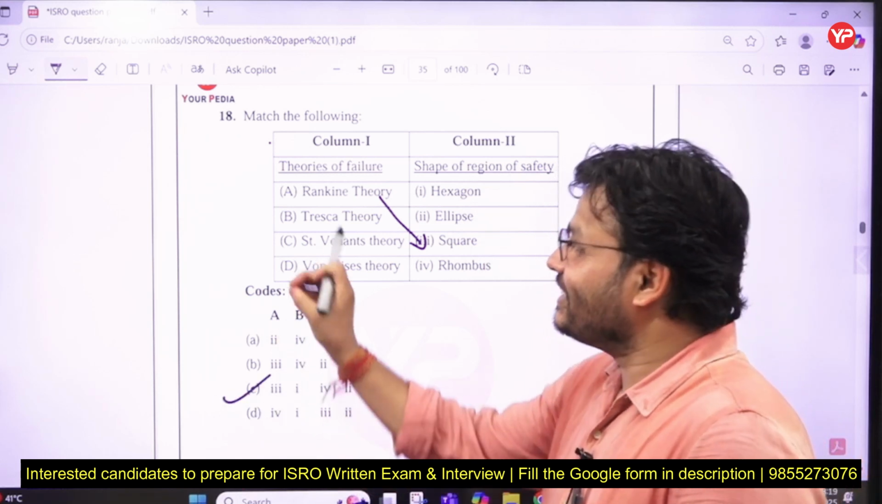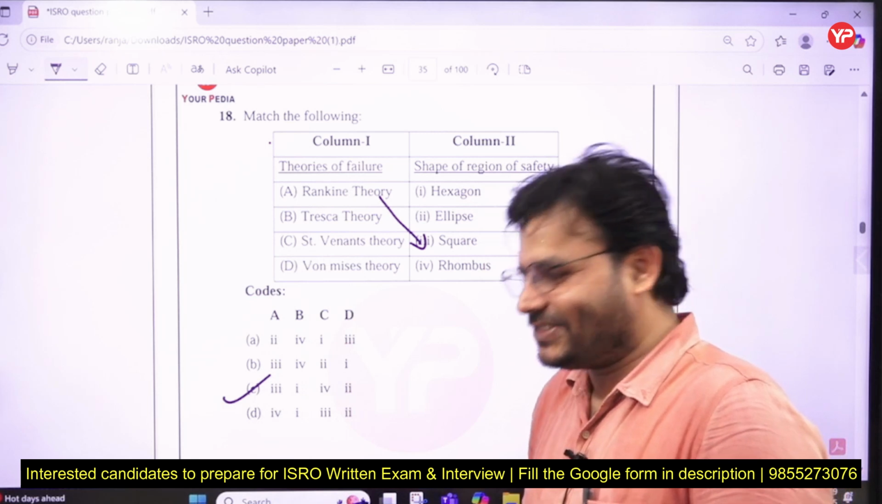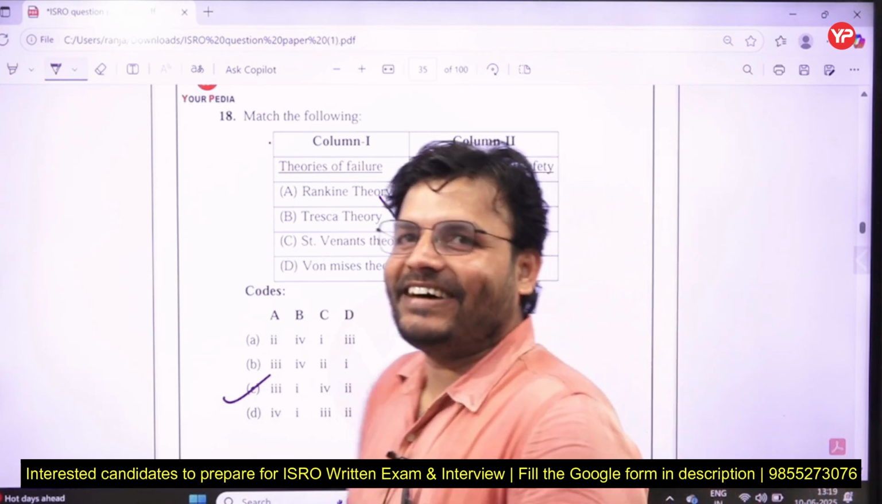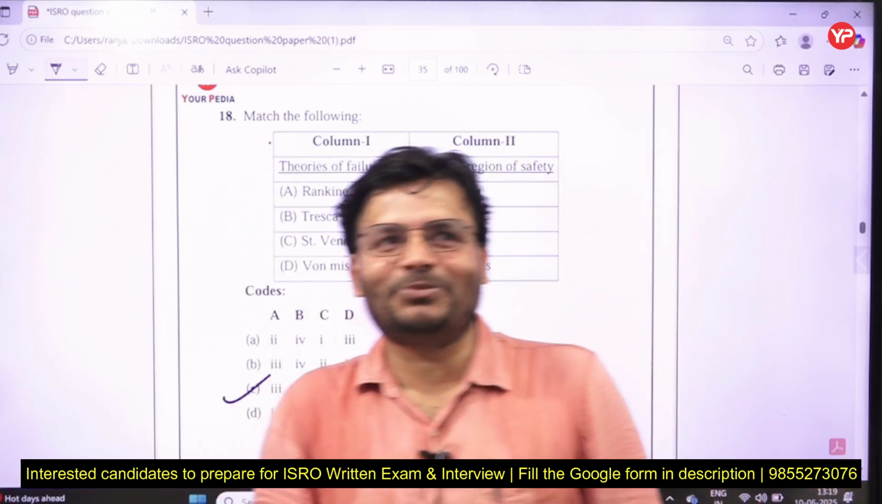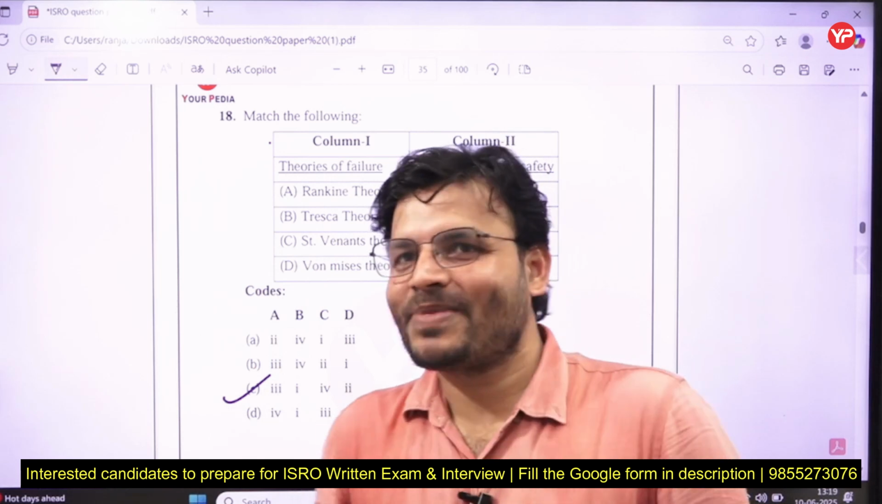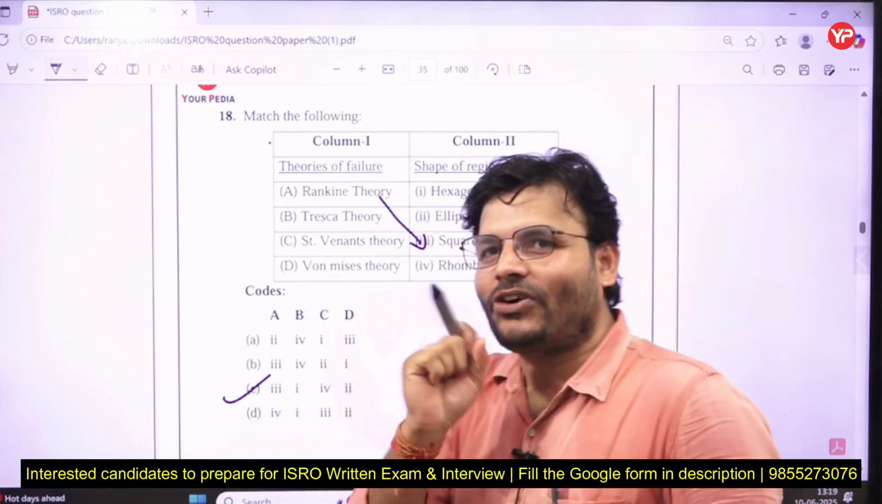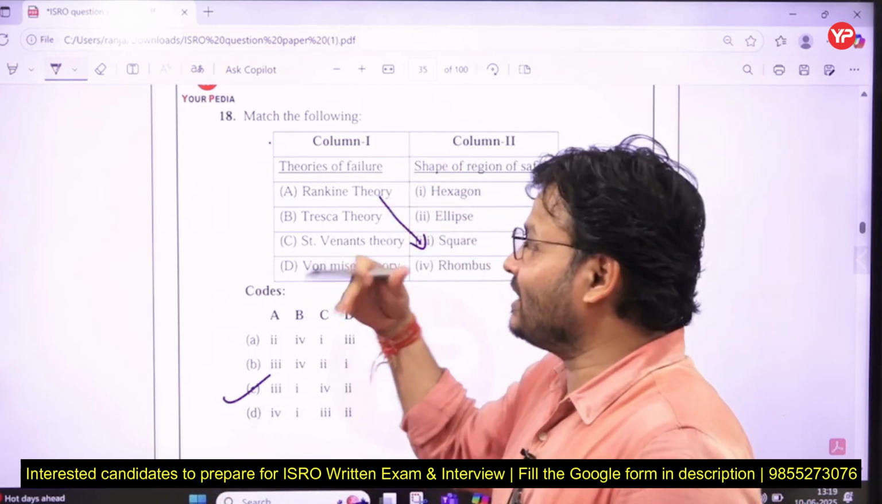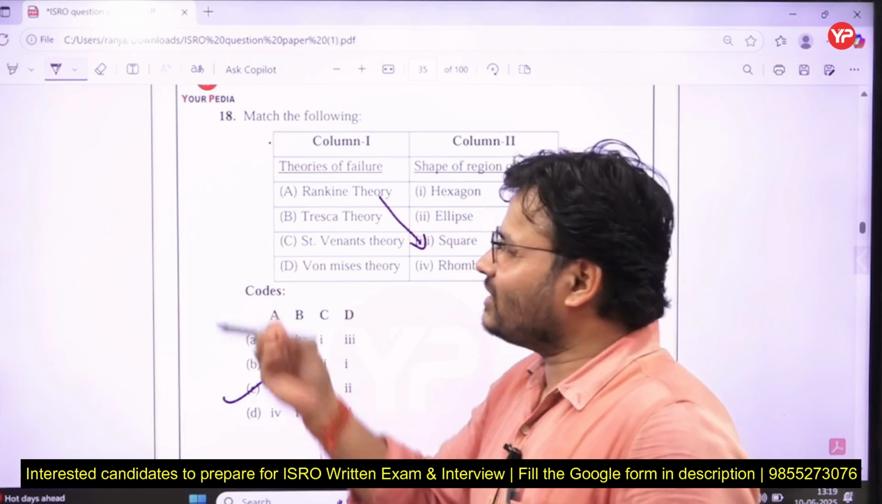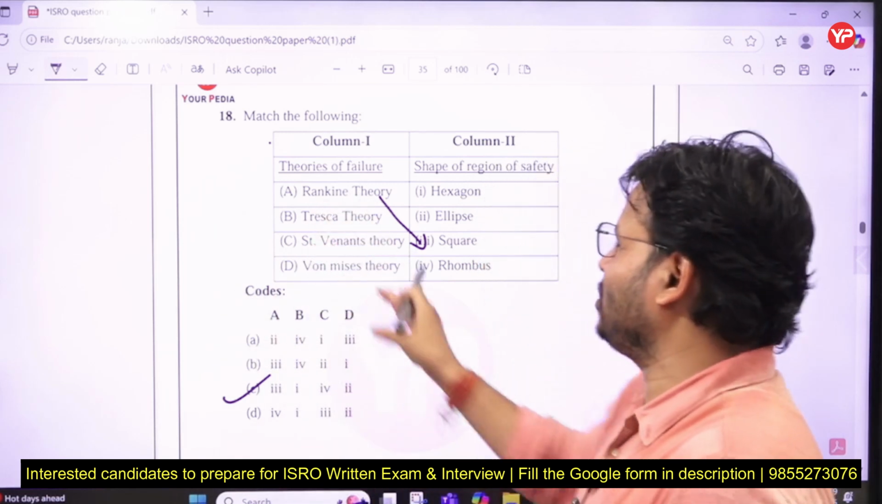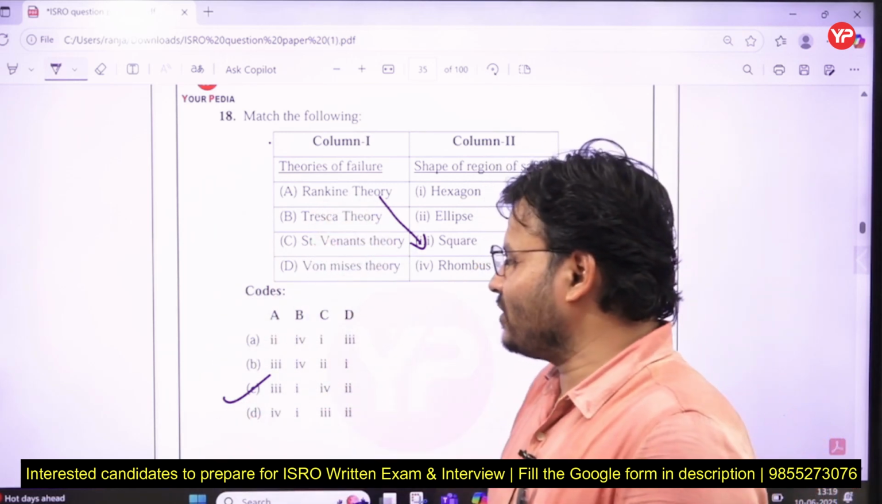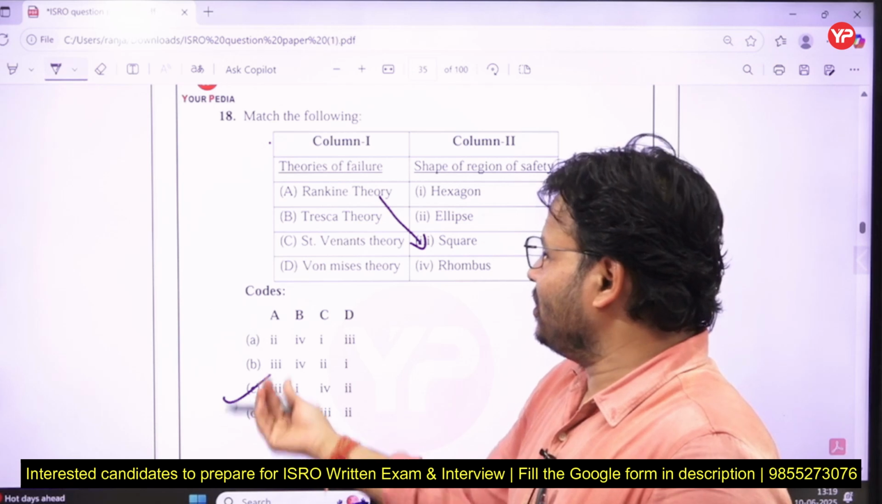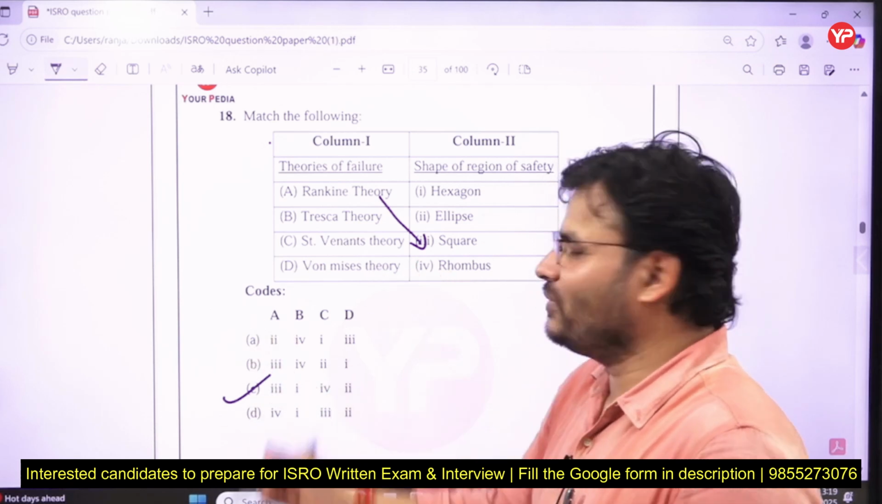You know, my dear friends, if that type of question is going to be asked, you have one edge. That question could be solved, and more probably you will get the right answer. Suppose you don't know the actual shape of all these theories, just whatever you know, suppose you know the Rankine theory is a square, just go through the options. Only one option is there, see A matches with the third, and you will get the answer.